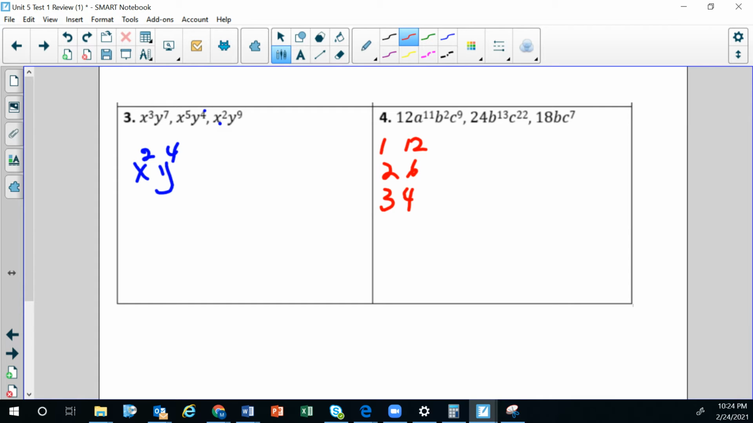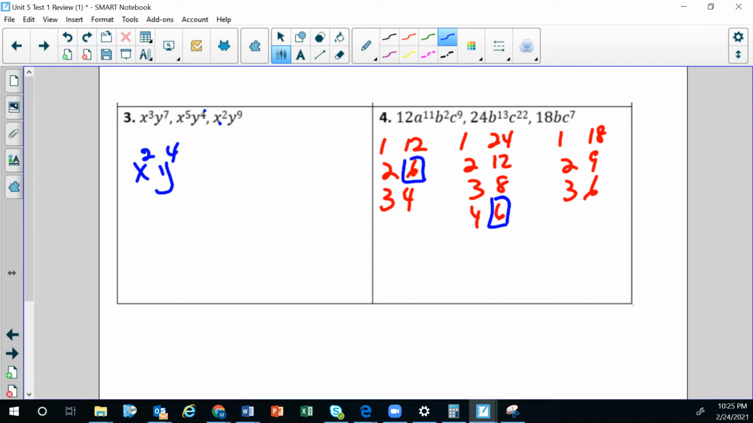Okay, let's go to 24. So we have 1 and 24, 2 and 12, 3 and 8, and 4 and 6. Wow, I'm struggling here. For 18, 1 and 18, 2 and 9, 3 and 6, and that's it. If you look at it now, 6 is your highest common factor for all three coefficients, so I'm going to have a 6 there.